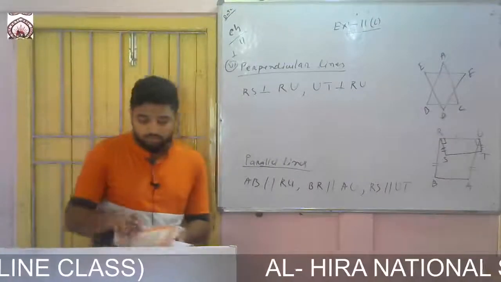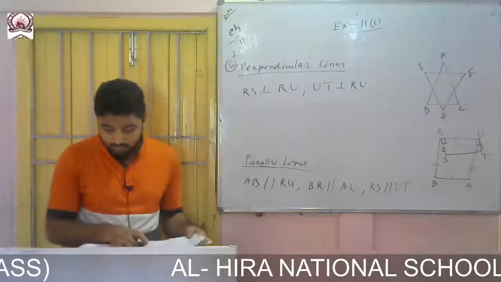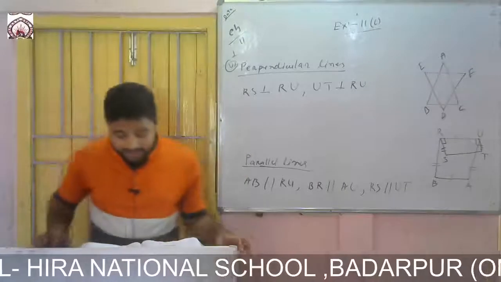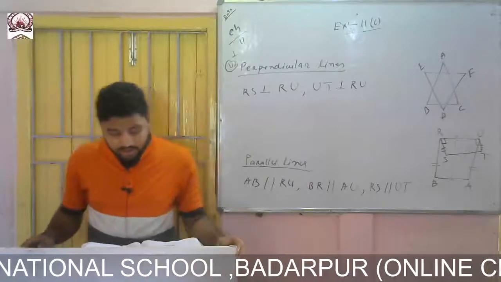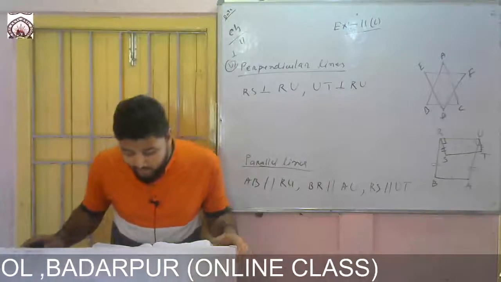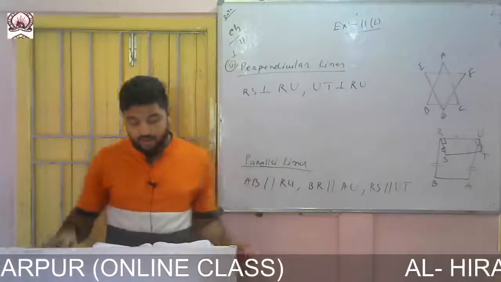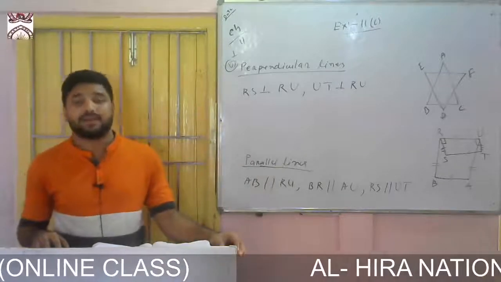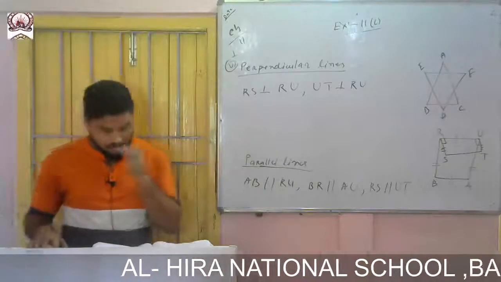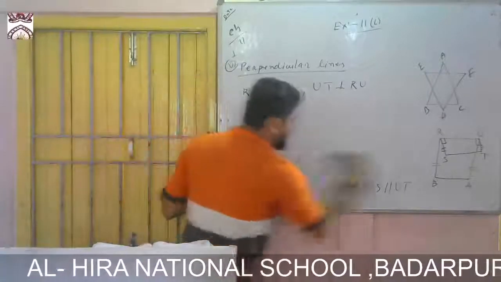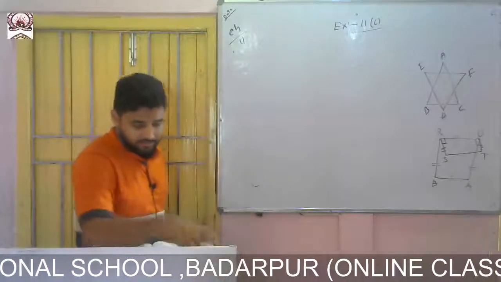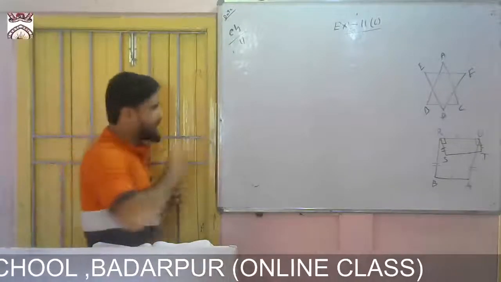Now come to question number 2. Tell whether each statement is always, sometimes or never. Okay, intersecting lines are parallel. It is what? Never. Because intersecting lines can never be parallel. So question number 2-1, it is never.